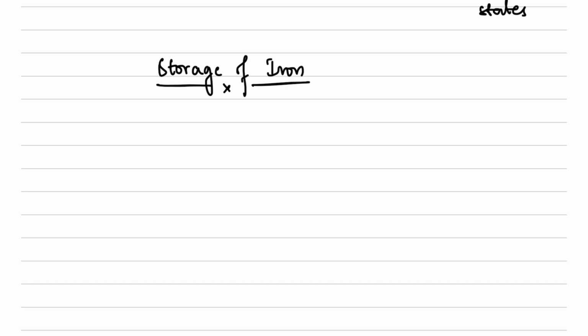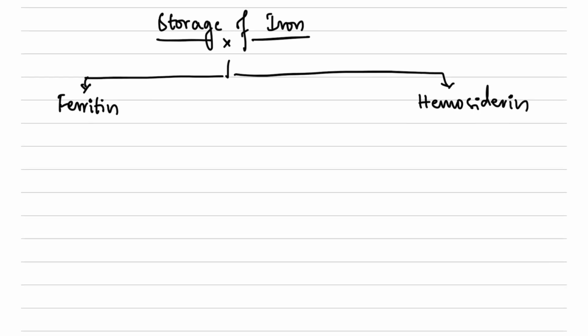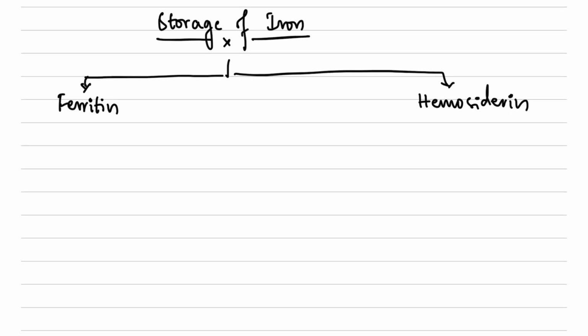So, storage of iron is primarily in the form of ferritin, and then we have hemosiderin. Okay, we have the storage forms of iron in the form of ferritin and hemosiderin. Both are different. We'll discuss it in detail. What is ferritin? Ferritin is a ubiquitous protein iron complex.